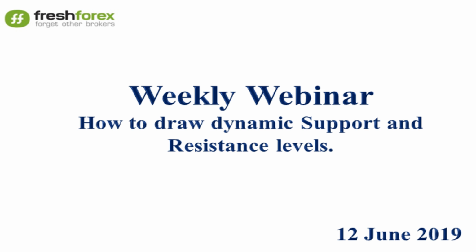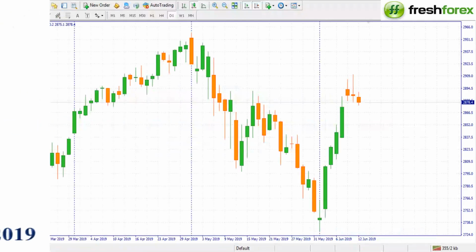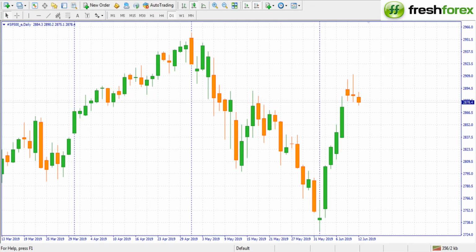If you can remember, previously we looked at how to draw support and resistance the horizontal way. You looked at ways through which you can draw support and resistance correctly, horizontally and diagonally. Today is a bit different. We are going to focus on how to draw the same levels but the dynamic way. What the word dynamic means is it is not the usual way.